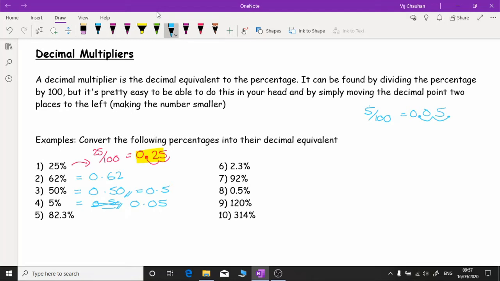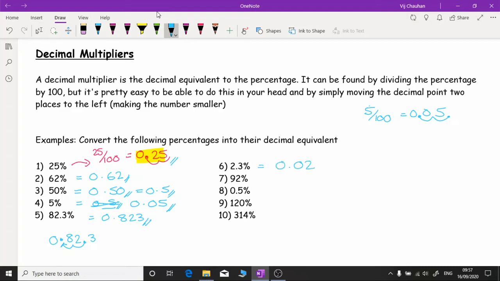When it comes to decimal percentages, let's do it underneath. If I have 82.3, you can see the decimal point is here, and I'm going to move it 2 places. That's 1, 2, so the new decimal point goes there, and I start with a 0, so this is going to be 0.823. Now let's highlight these answers. With number 6, we're working out 2.3%, so this is going to be 0.023.